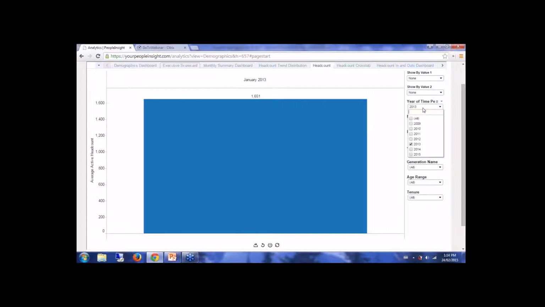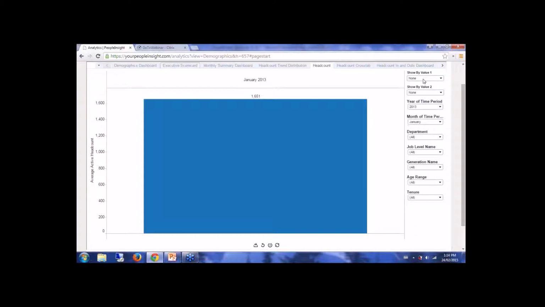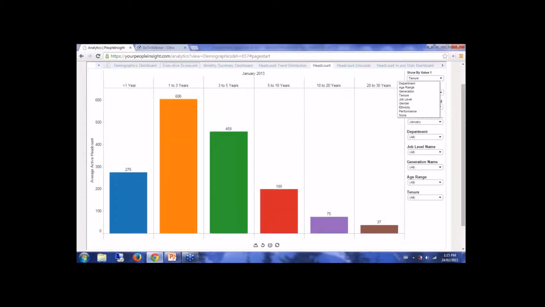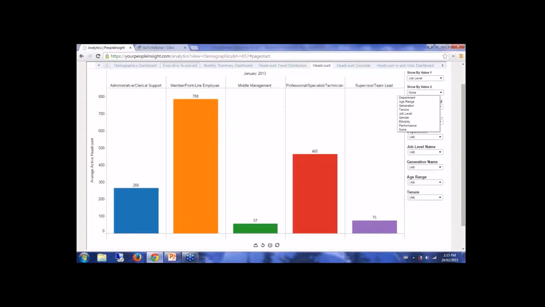So for example, I'm looking at my headcount numbers. If I want to look at that for different periods of time, with a simple click, I'm able to see how that's changed over time. And then based on any data that's been uploaded, I can slice and dice that data. So I can look at that by different tenure levels. I can look at that by job levels within that. Generation views.